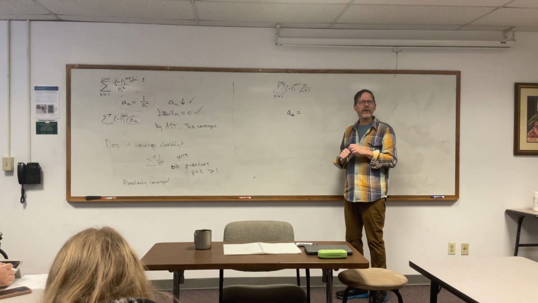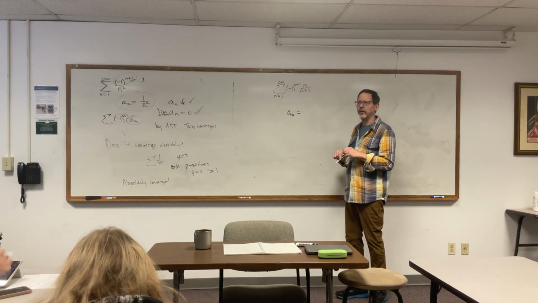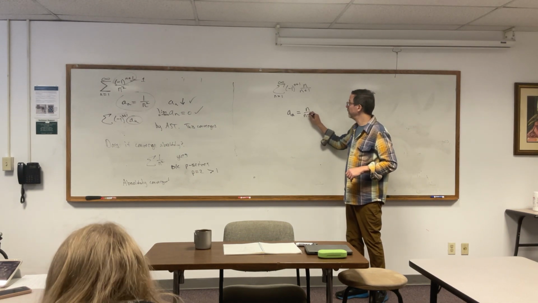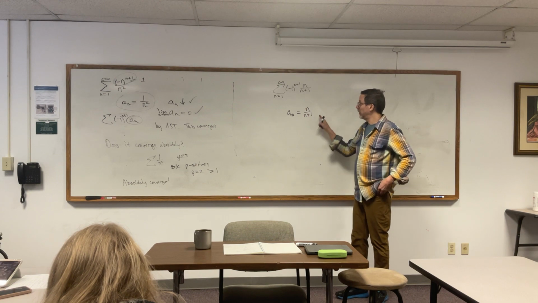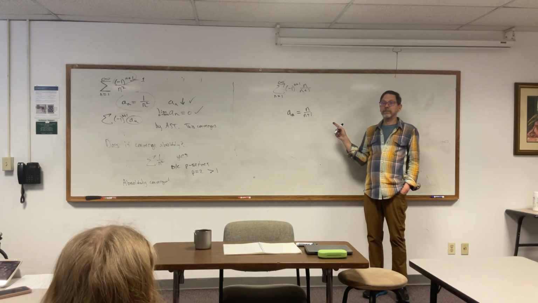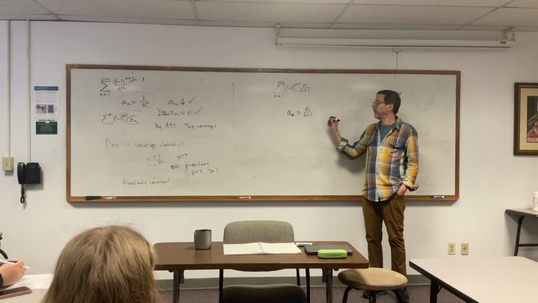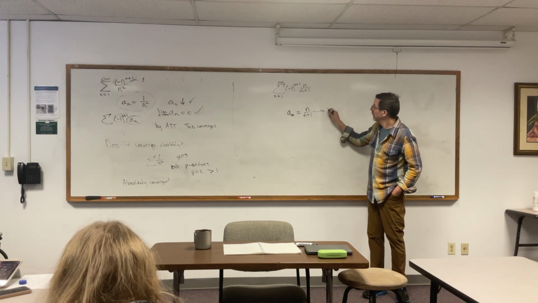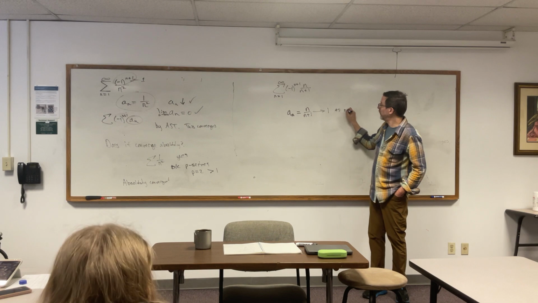What's a sub n here? What's the non-alternating term? N over n plus 1. Does that converge to 0? As n gets large, it does not. What does this converge to? 1. This converges to 1 as n goes to infinity.